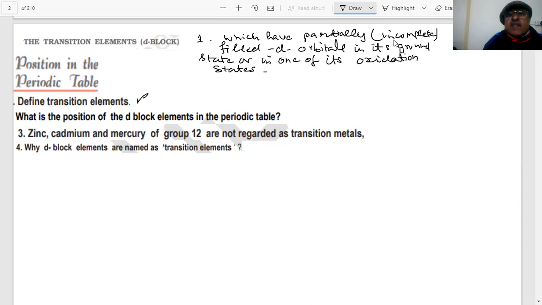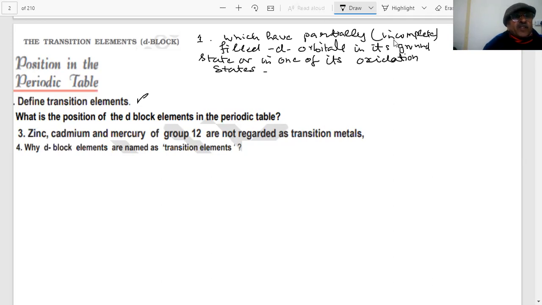This is the one definition which I can give. Therefore, there should be an incomplete filled d subshell either in the ground state or when it forms a compound. When it forms a compound, then it will have its oxidation state +1, +2, or +3 also, students. That will be called the transition element.